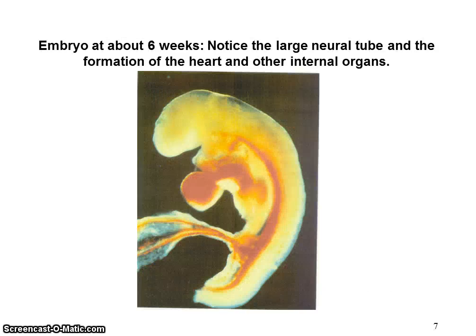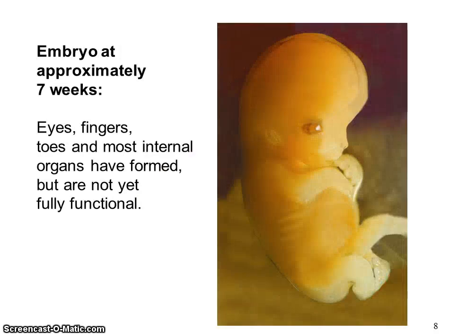At about 6 weeks after conception, the neural tube starts to form. This will eventually become the spinal cord, and it's very important that women take folic acid when they are pregnant because it aids in the development of the neural tube. Here's an embryo at 7 weeks. You can see it definitely looking like a little baby at this point.